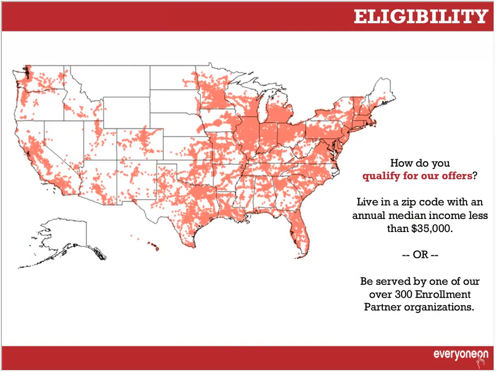So let's get to it. If you were a senior and you wanted to use our resources to get access to internet service, how could you do that? The question is, how do you qualify for our offers? There are actually a number of ways. You can live in a zip code where the annual median income is less than $35,000, or you can be served by one of our 300 enrollment partner organizations across the country. These are folks like the YMCA, the Boys and Girls Club, Best Buy. Those are two ways that folks can qualify for the offers we have available.